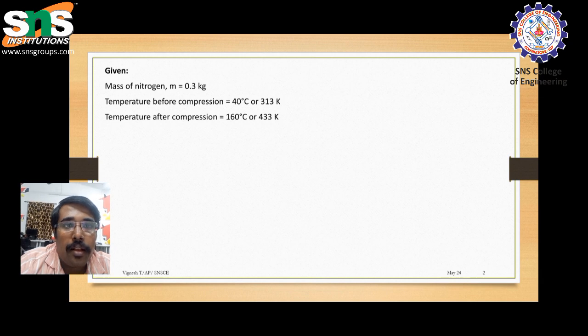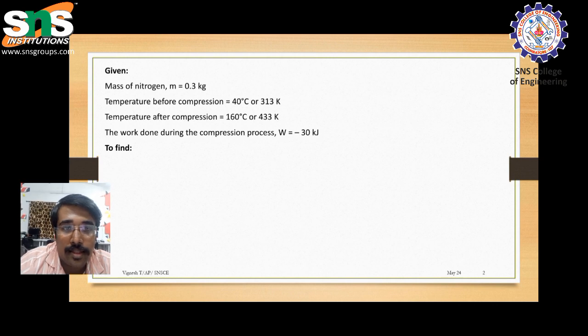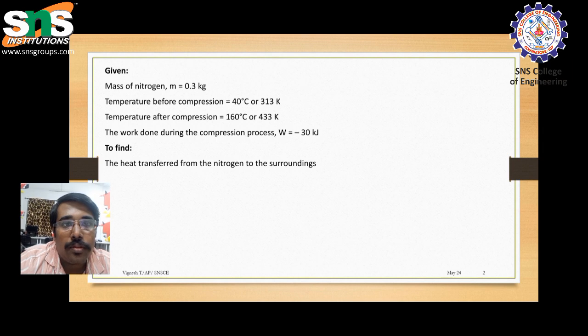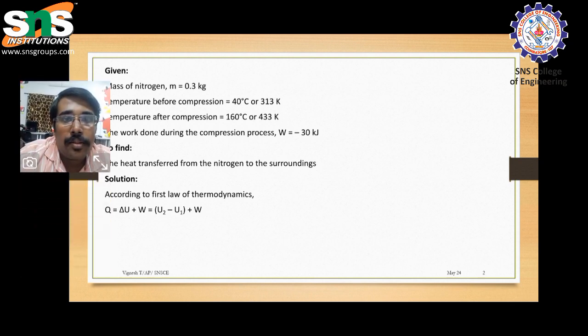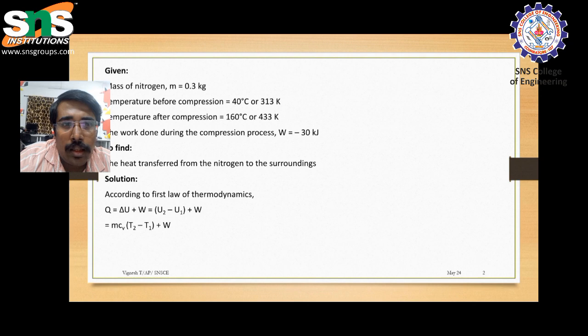And the work done during the compression process, because we are giving the work to the system, will be considered as negative, so that is minus 30 kilojoule. Now you have to consider the heat transfer. So what will be the formula for heat transfer? That is Q is equal to W plus del U. According to the first law of thermodynamics, you know that Q is equal to W plus del U, where here they have asked the heat transfer, so you have to rearrange the formula.